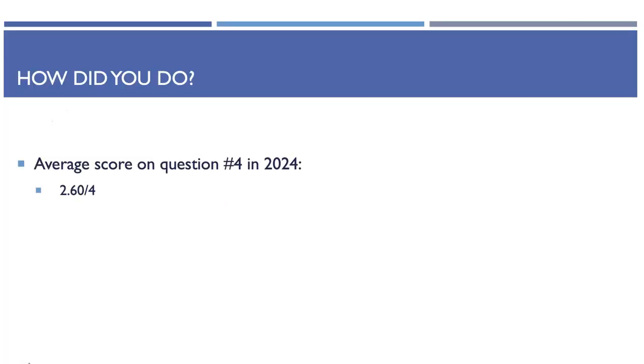How did you do? The average score in question 4 in 2024 was 2.60 points out of 4, which is pretty good. So if you earned 2 points or 3 points, you're right on track. If you earned all 4 points, kudos to you. You're doing well. You've got a good grasp on calorimetry. Always a good set of skills to make sure you can do. Make sure you know how to work with Q equals mc delta T. Pay really close attention to what part of the system you're interacting with, which part is losing energy, which part is gaining energy, all those kinds of things.